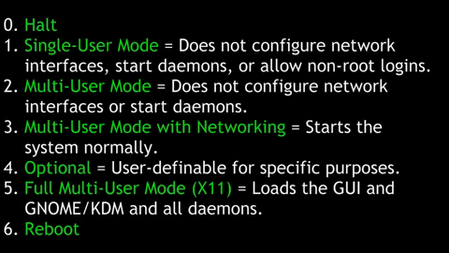Here are the levels. 0 is halt. 1 is single user mode, which doesn't configure network interfaces, start daemons, or allow non-root logins. 2 is multi-user mode, but one that does not configure network interfaces or start daemons. 3 is multi-user mode with networking. It starts the system normally with all of the daemons. However, X Windows, GNOME, the desktop environment, the graphical interface does not start.